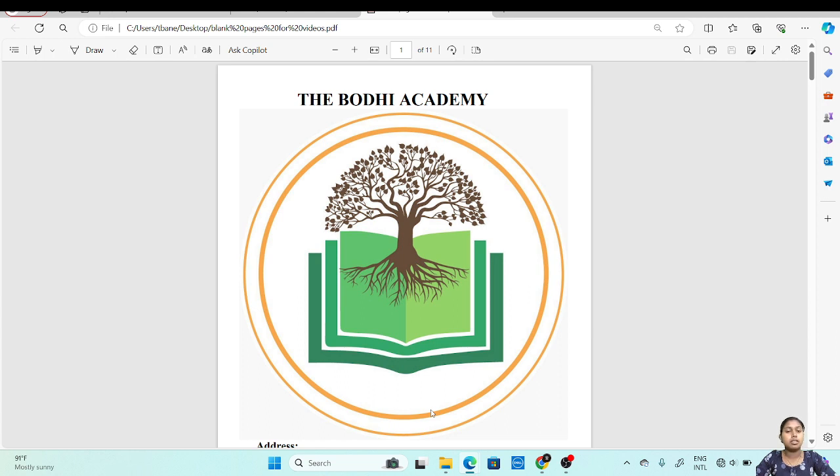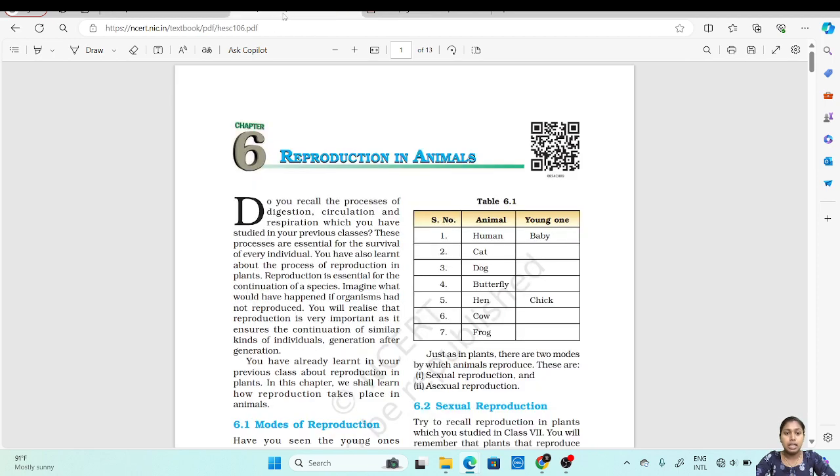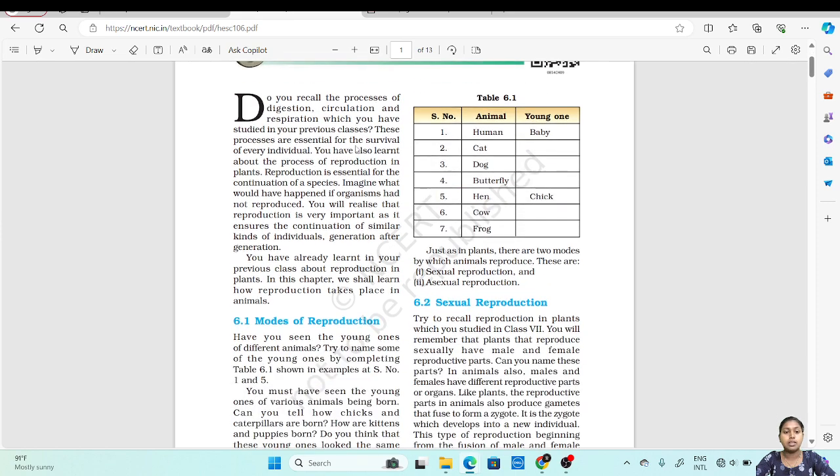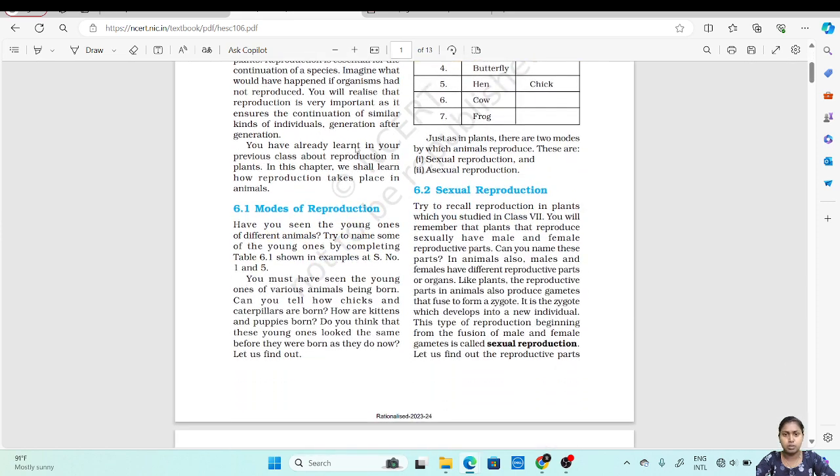So today we're going to continue with the chapter that is reproduction in animals. In our last class we've seen the modes of reproduction. There are two types of reproduction. The first one is sexual reproduction and then asexual reproduction. We have started with sexual reproduction.